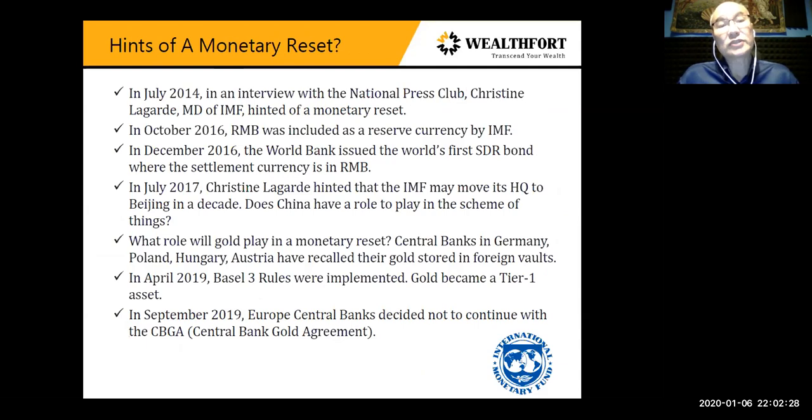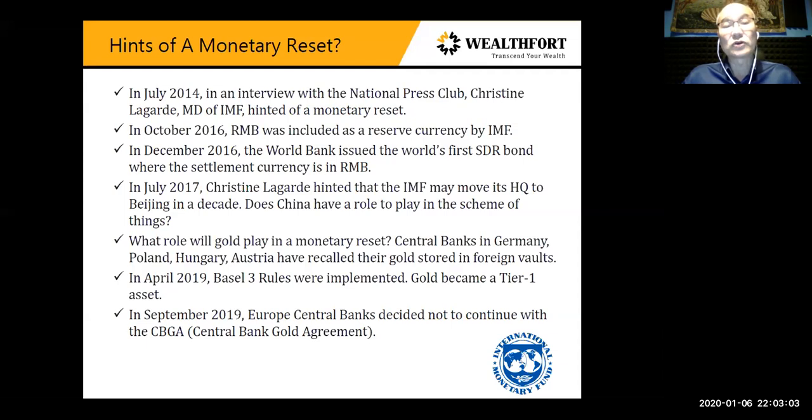In July 2014, in an interview with the National Press Club, Christine Lagarde, MD of the IMF, hinted at a monetary reset. In October 2016, the renminbi was included as a reserve currency by the IMF. In December 2016, the World Bank issued the world's first SDR bond where the settlement currency is renminbi. In July 2017, Christine Lagarde hinted that the IMF may move its HQ to Beijing in a decade, which means 2027. Does China have a role to play in the scheme of things?